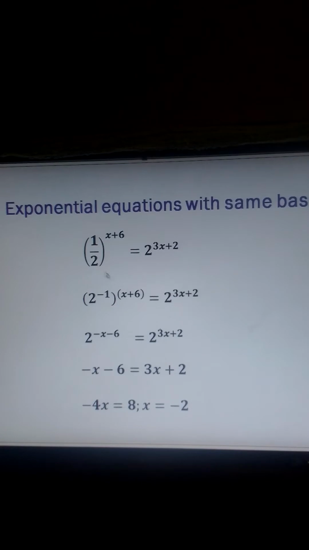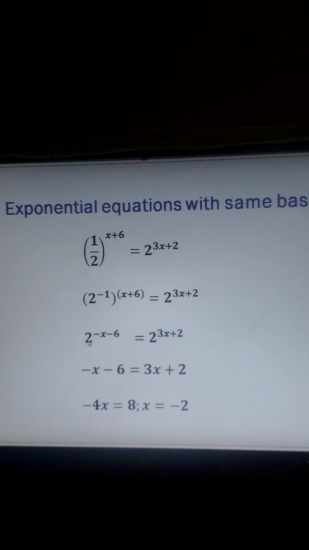Now, how do we write 1 over 2? We can write 1 over 2 as 2 raised to minus 1, then raised to x plus 6. These are powers. So when you have x raised to a raised to b, you multiply the powers. That will be x raised to ab. So in this case, we multiply minus 1 by x plus 6, and we get 2 raised to minus x minus 6 is equal to 2 raised to 3x plus 2.